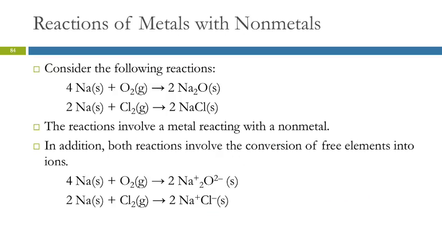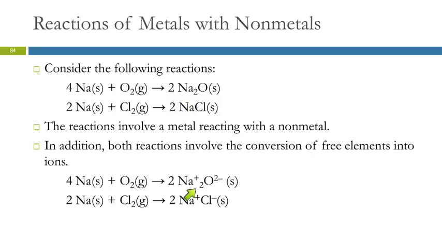When we have a metal reacting with a nonmetal, it's going to be a redox reaction. We just saw an illustration of sodium with chlorine. That would be this one right here. Sodium will also react with oxygen. Oxygen is a nonmetal. What's happening here is we have these free elements, atoms of sodium, molecules of oxygen or chlorine, and they're forming ions. Now, this compound, Na2O, that's the correct formula for it.